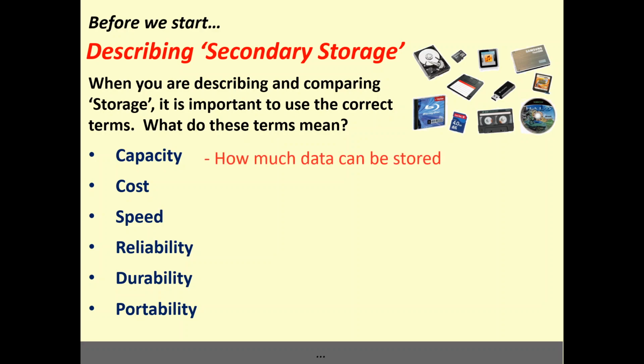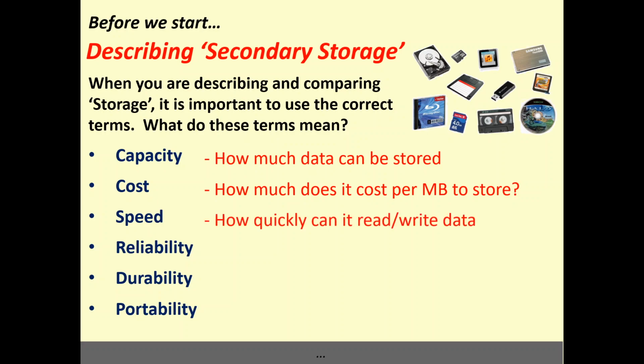Capacity is how much data can be stored on the device or media, in megabytes or gigabytes. Cost: how much does it cost per megabyte to store? It's all relative. Some are more expensive than others per megabyte. Speed: how quickly can you read and write the data to the storage? Reliability: how long will it keep working for? Will it break after a few months or years, or will it last for a lot longer?